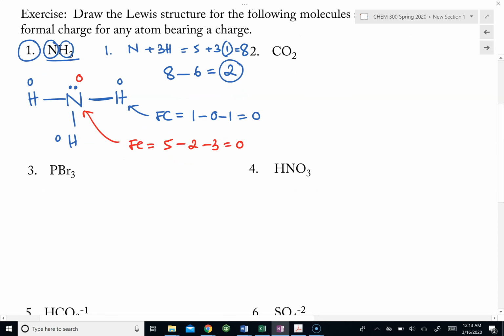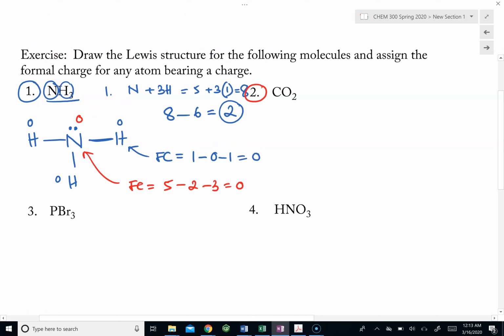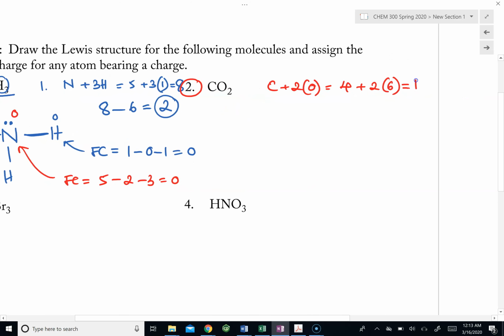Let's now try some other example. So let's try number 2, CO2. What would be the Lewis structure of CO2 following our guidelines on how to draw Lewis structures? In this case, again, the first step is always to calculate the total number of valence electrons first. Here we have 1 carbon and 2 oxygen. Carbon has 4 valence electrons and oxygen has 6 valence electrons. So that is 12 plus 4 equal to 16 valence electrons total.